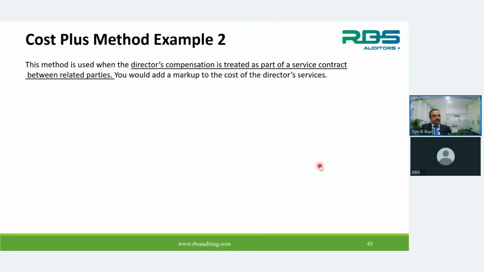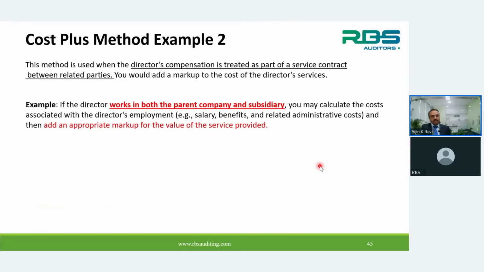The second category is the cost plus method. For example, a director's compensation is treated as part of a service contract between related parties. You add a markup to the cost of the director's services. For example, if a director works in both the parent company and the subsidiary company, you may calculate the cost associated with the director's employment, that means salary, benefits, and related administrative costs, and then add an appropriate markup for the value of services provided. So whatever the value you are giving to the other entity, you have to mark up on that method.